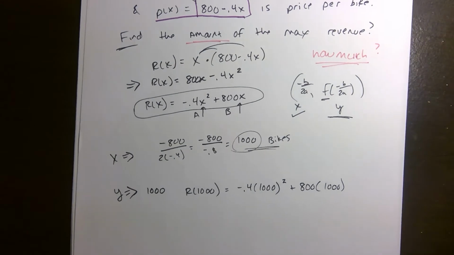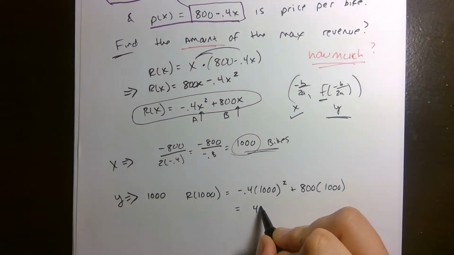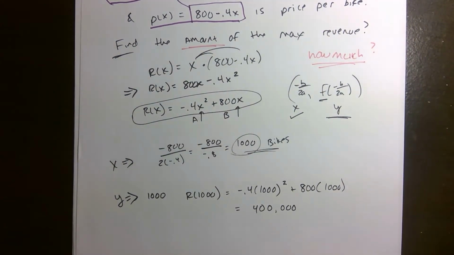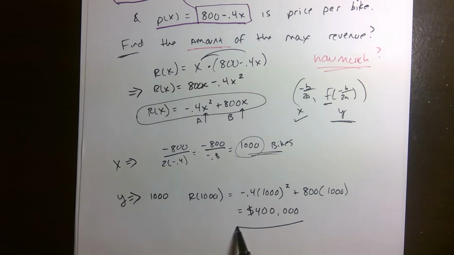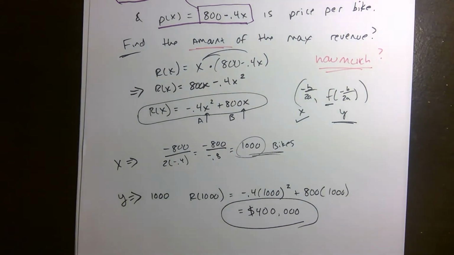And so what I'll do is I will write equals, and then it was 400,000. And since my question is how much, we're asking money, how much money, I'm going to toss a dollar sign in front of that. And I'm going to circle this. And my maximum revenue from these bikes is going to be $400,000. And now I am totally done.